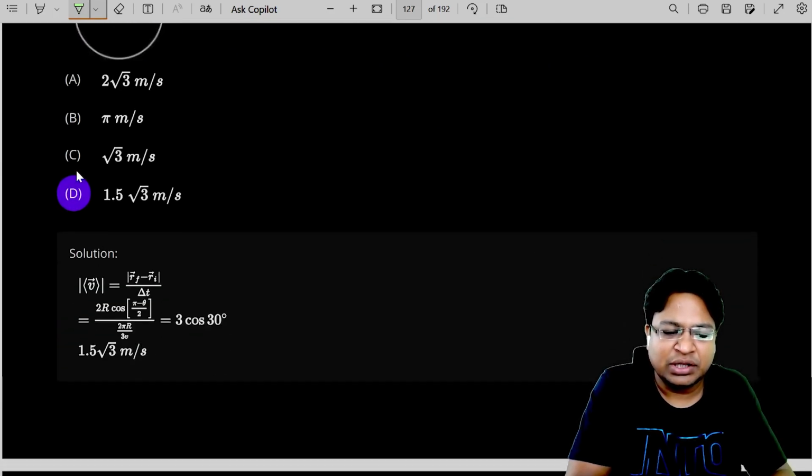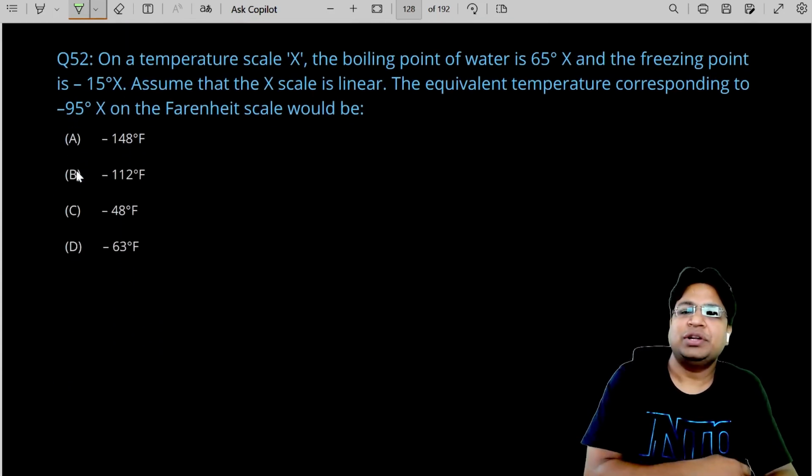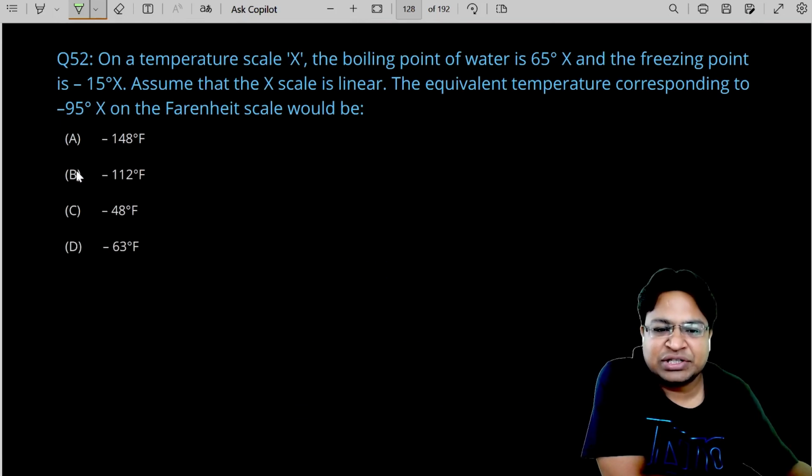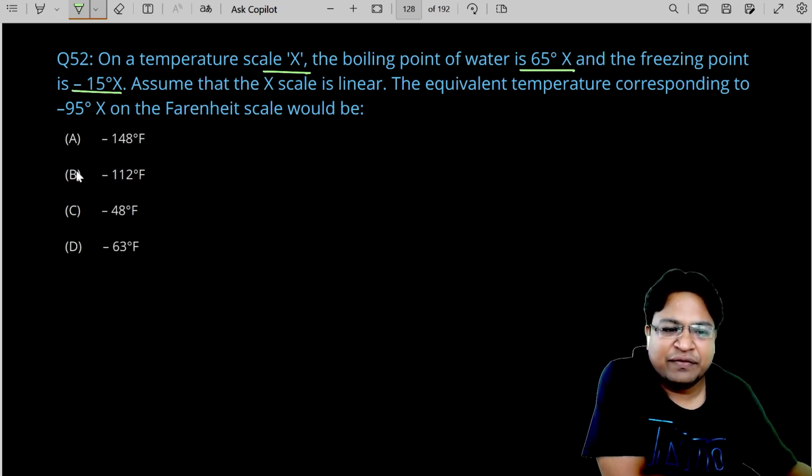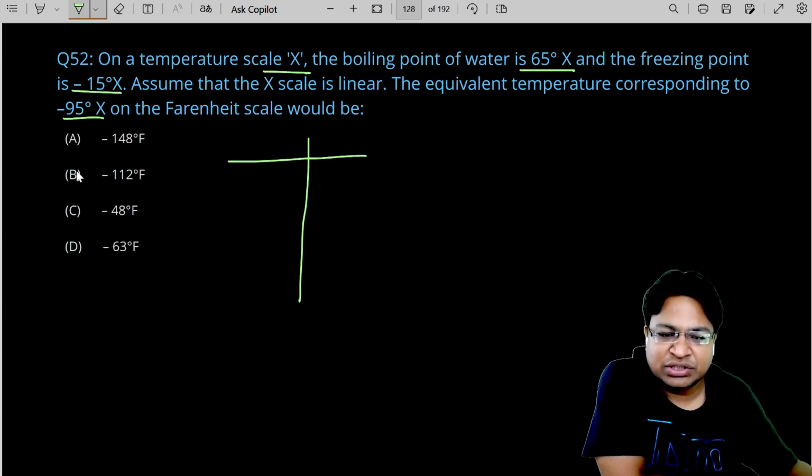We'll now move to the next question, which is question number 2. So in this question, we have been given a temperature scale X, and the boiling point of water on X is given, the freezing point of water on X is given, and we want to know that if there is a temperature of minus 95 degree on X, then what would be the corresponding temperature on the Fahrenheit scale? So guys, the best way to do these questions is that you make a table.